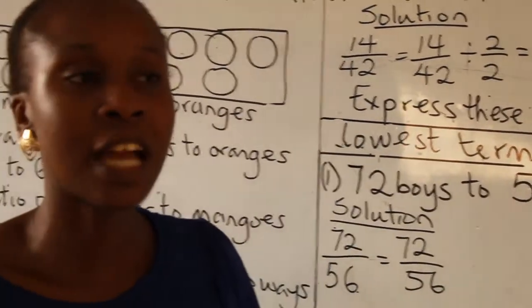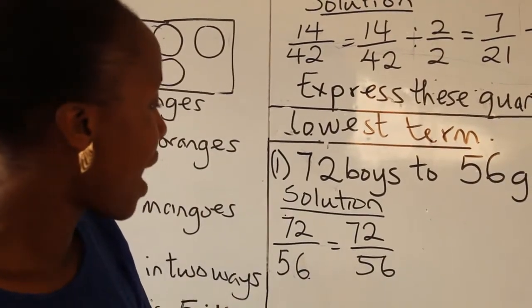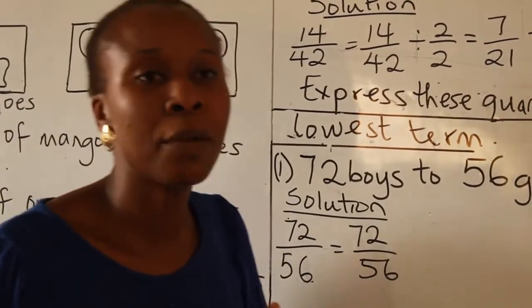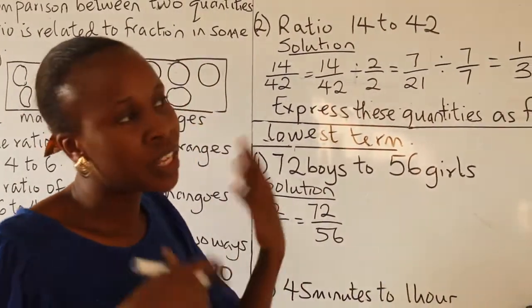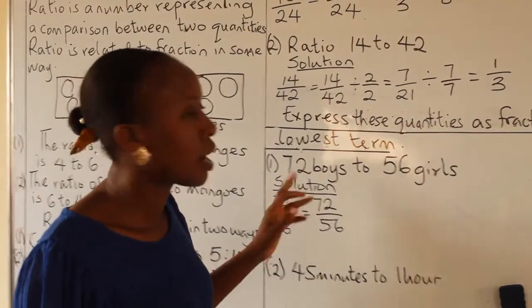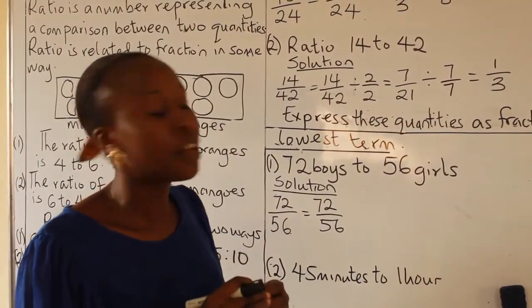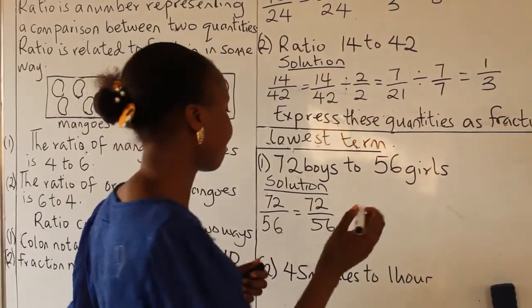72 and 56 can be divided by what number? 72 and 56 can be divided by what single number? There are so many numbers that 72 and 56 can be divided by, and one of them is 8.